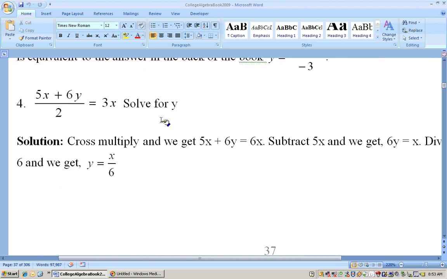Okay, on this one, solving this for y, you could cross multiply right off the bat, thinking of this as being 3x over 1, and we would get 5x plus 6y equals 6x. That's just from cross multiplying. Now, let's subtract the 5x from both sides to get all my x's on one side, and I get 6y equals x. That's from 6x minus 5x. And then divide through by 6, and I get y equals x over 6.